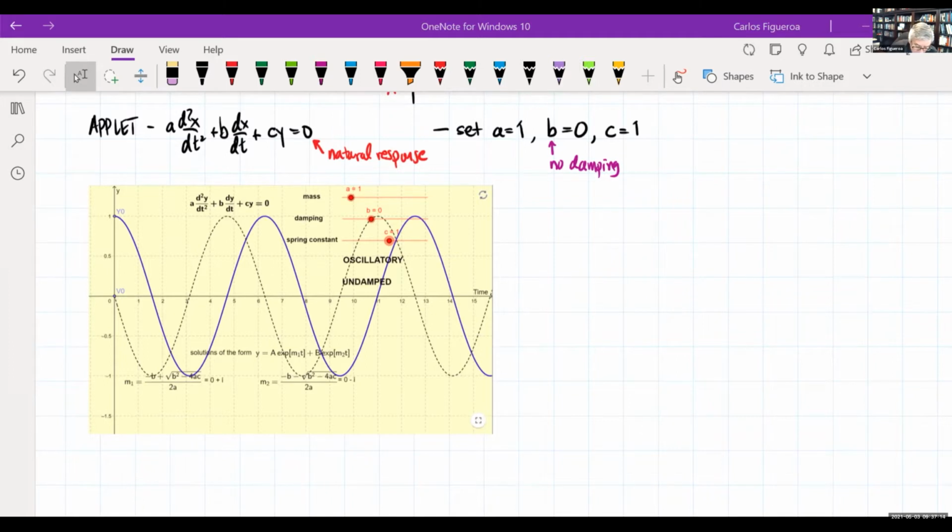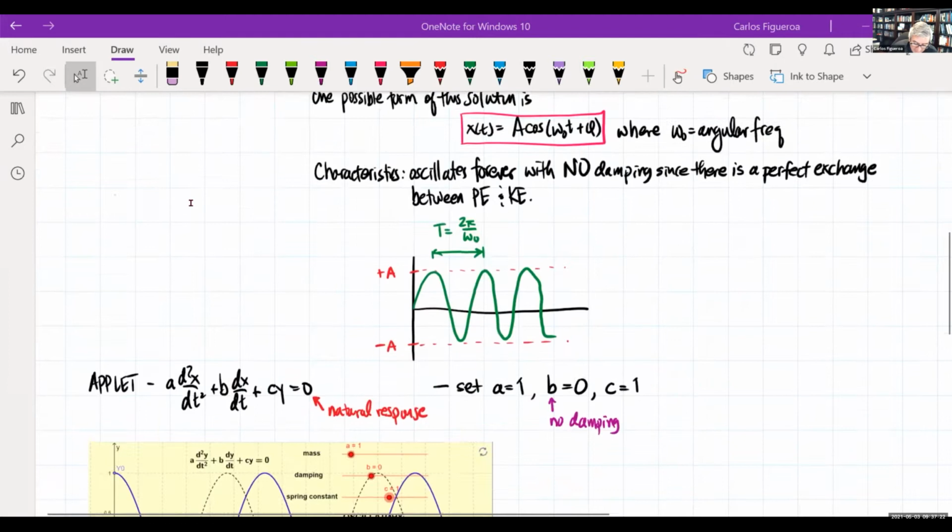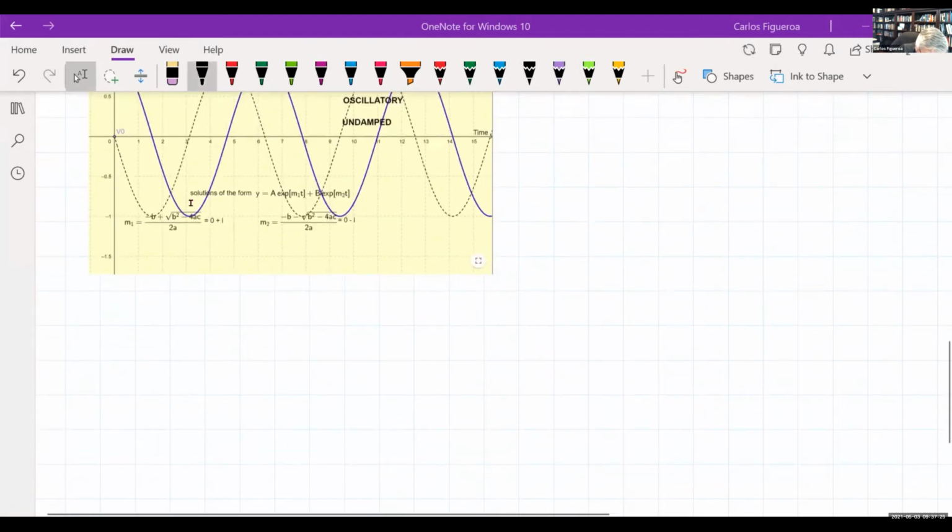And so our first case here, how did I write this? I said case 1 is undamped. Now I want to do damping. So then case 2, I want to do damped oscillations.